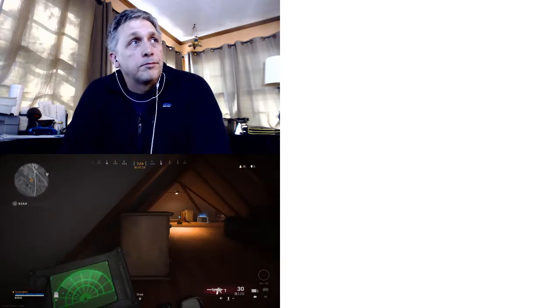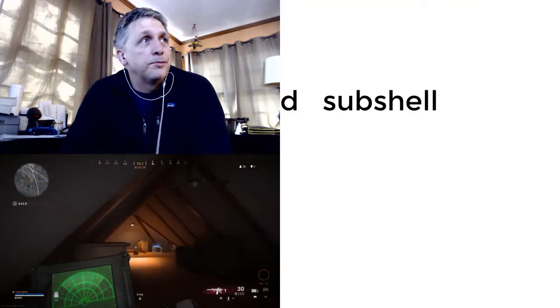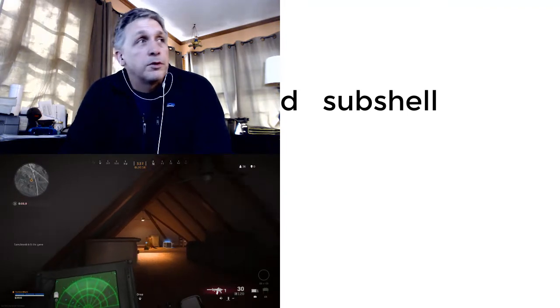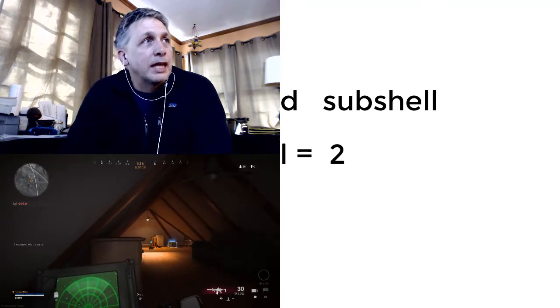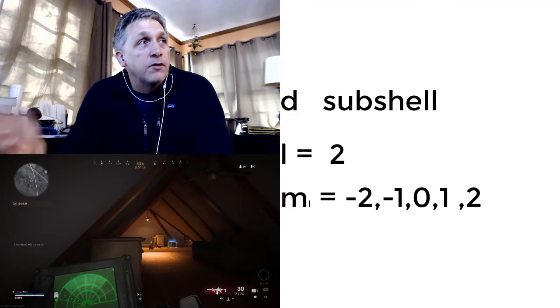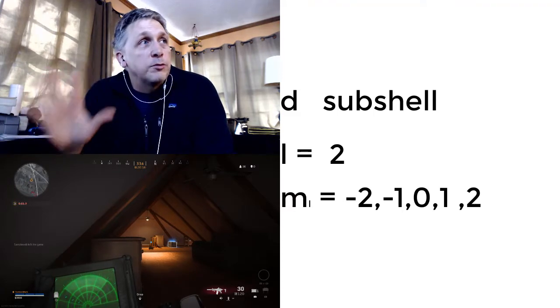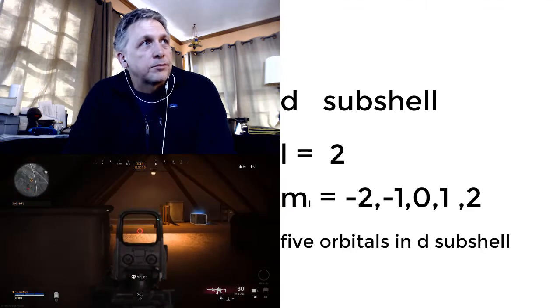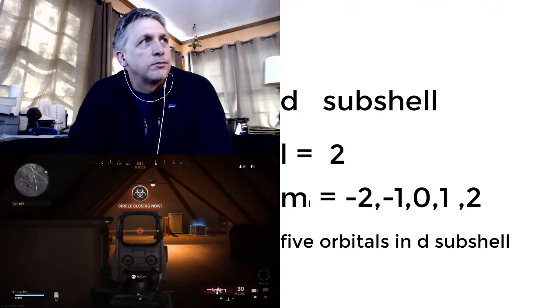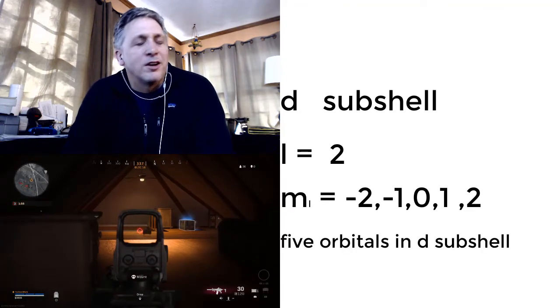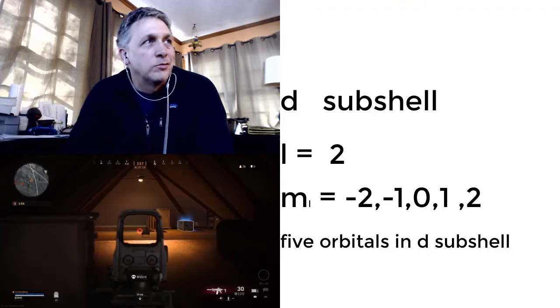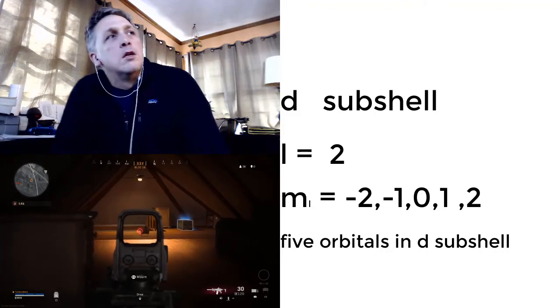You're in a D subshell. D represents L equal 2. So the allowed values of M sub L are negative 2, negative 1, 0, 1, and 2. So 5 allowed values means that there are 5 orbitals in that subshell.